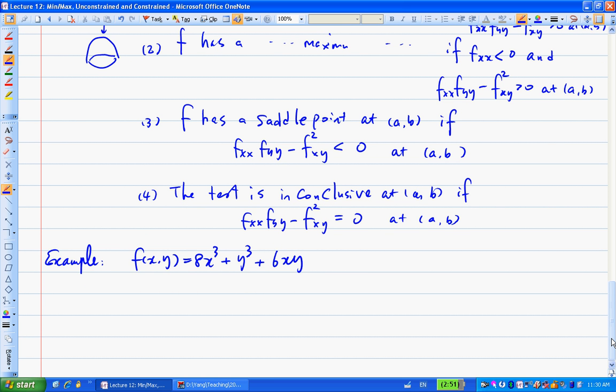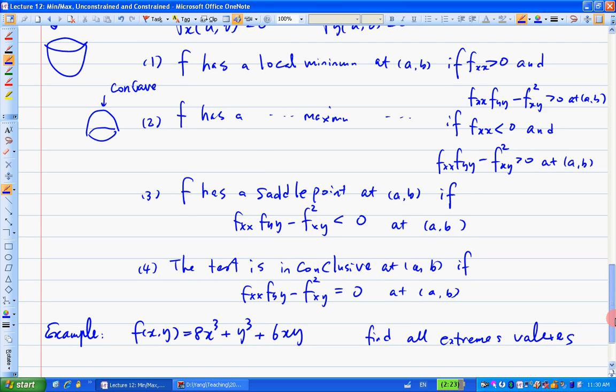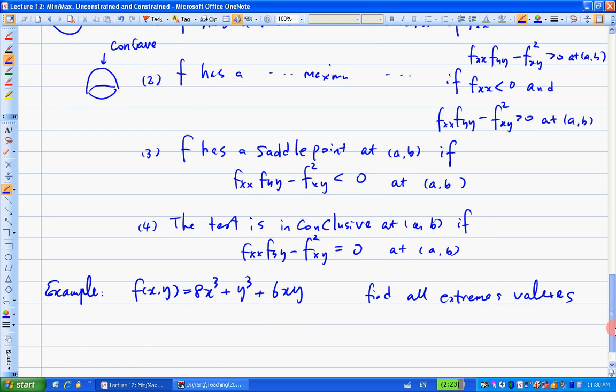Okay, here's the surface. And let's try to find all extreme values. Not just extreme values, but also determine whether they're going to be local min, local max, or saddle. So we're going to strictly follow the theories we just presented right here.